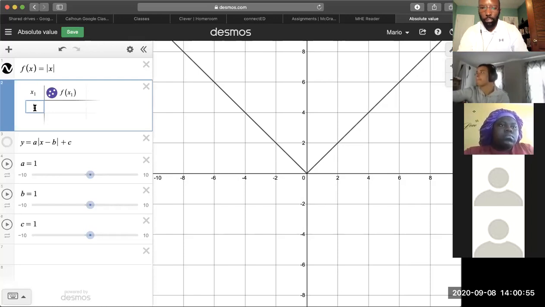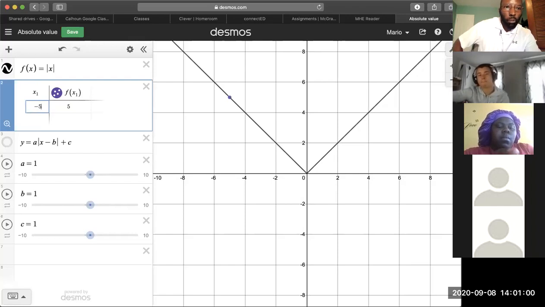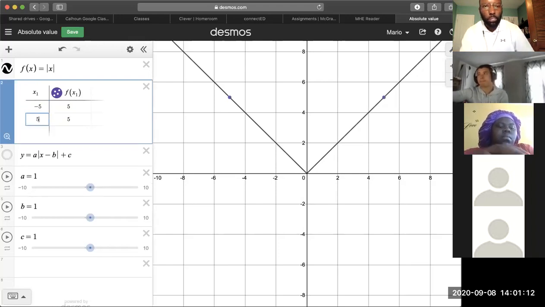So if I use x as, let's say, -5, what I want to know is how far -5 is from 0. It's 5 units, right? That's absolute value. But if I want to know how far +5 is from 0, it too is 5 units. So the absolute value cannot be negative because you cannot have a negative distance. Distance, by definition, cannot be negative.